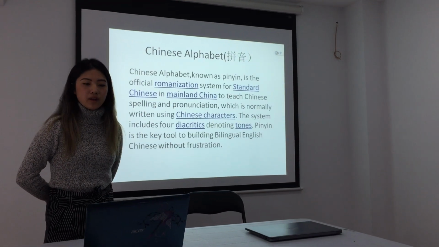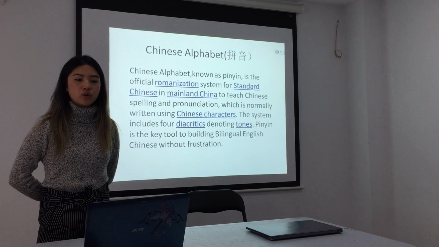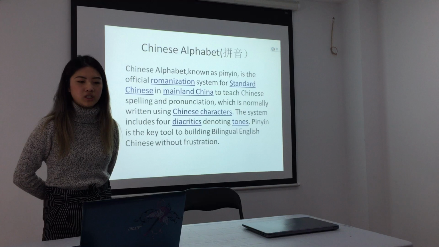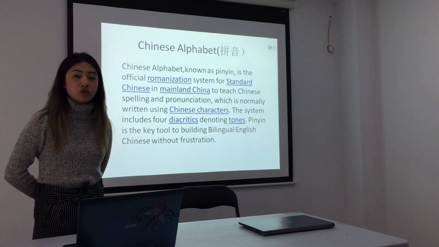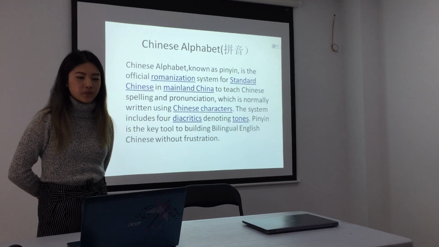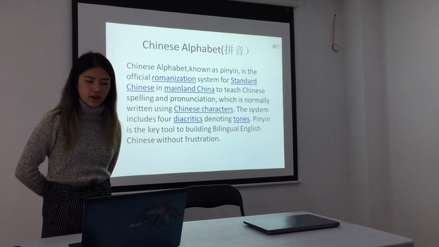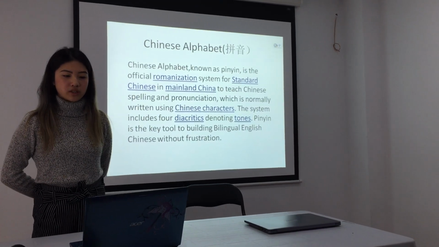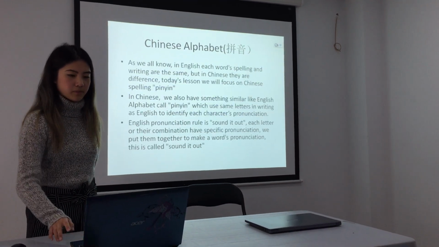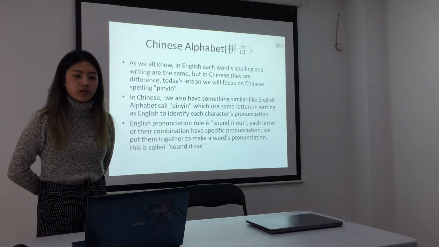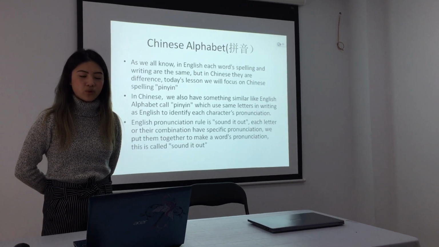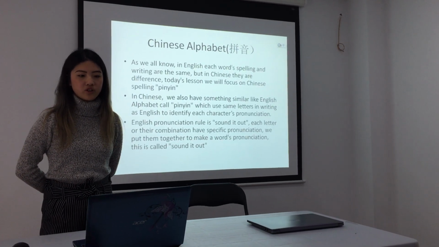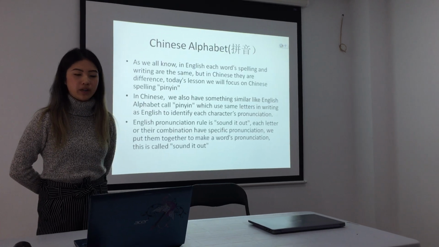To begin, the Chinese alphabet, also known as Pinyin, is the official romanization system for Chinese in mainland China. It's often used to teach Chinese spelling and pronunciation, which is written using Chinese characters. This system includes 4 diacritics denoting tones. Pinyin is a key tool to building bilingual English-Chinese without frustration. In English, each word's spelling and writing are the same, but in Chinese, they are different. Today's lesson will be focused on Chinese spelling, Pinyin, which will help you pronounce the word.